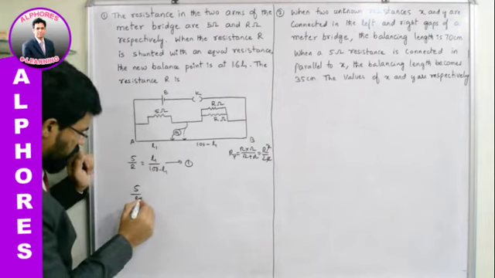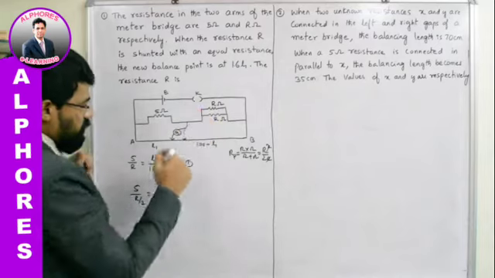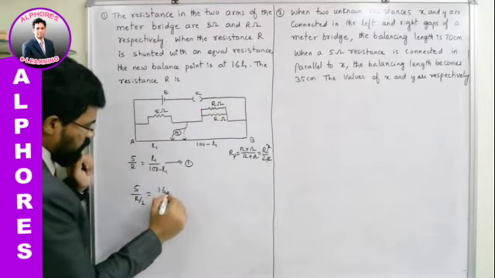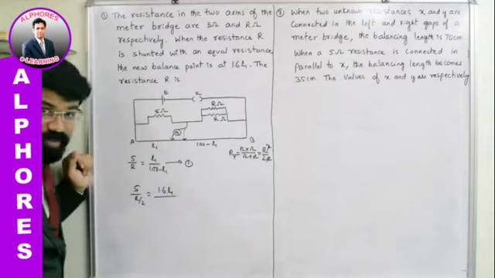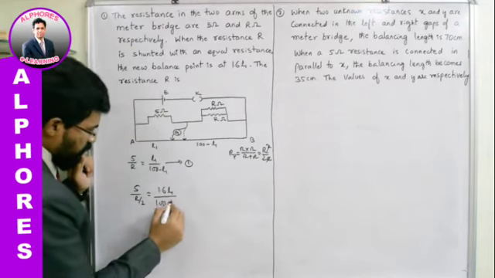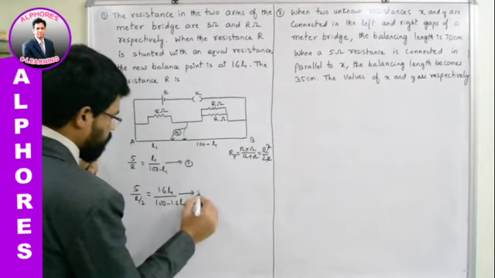So what can you write here? 5 divided by R by 2 is equal to, what is the new balancing length? 1.6 L1 divided by the remaining length, which will be what? 100 minus 1.6 L1. Let us take it as equation number 2.